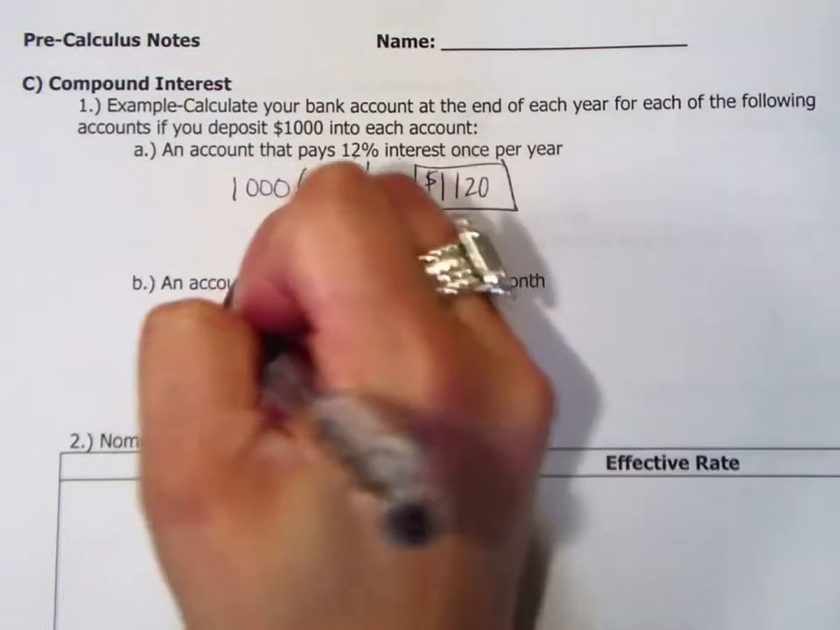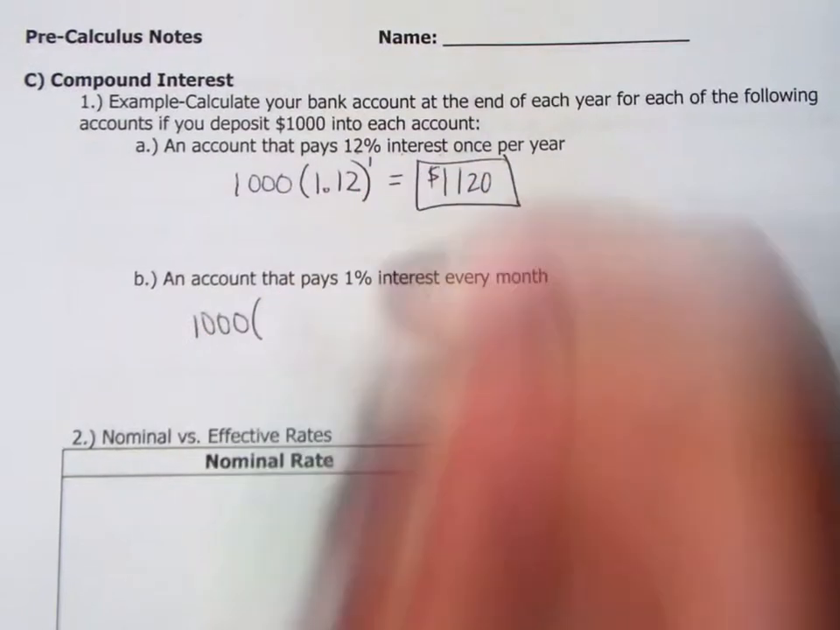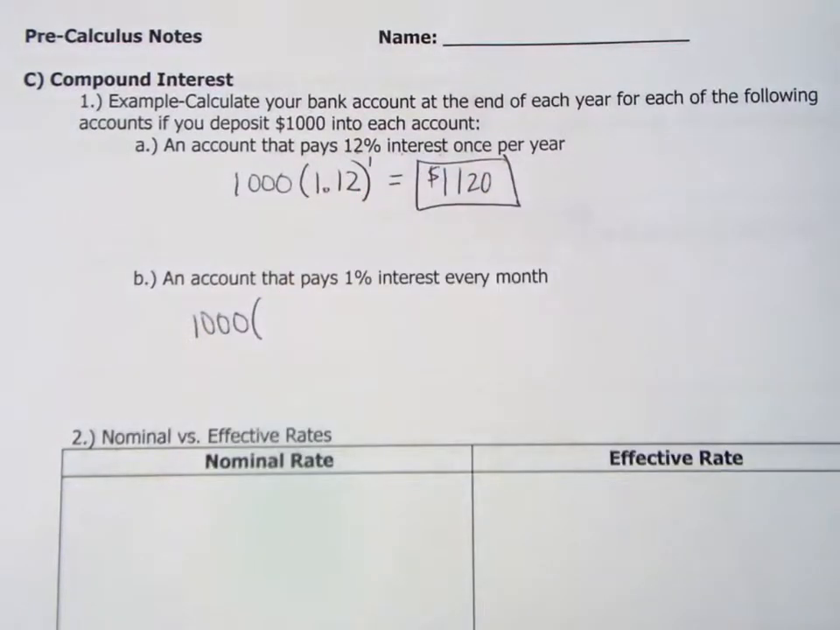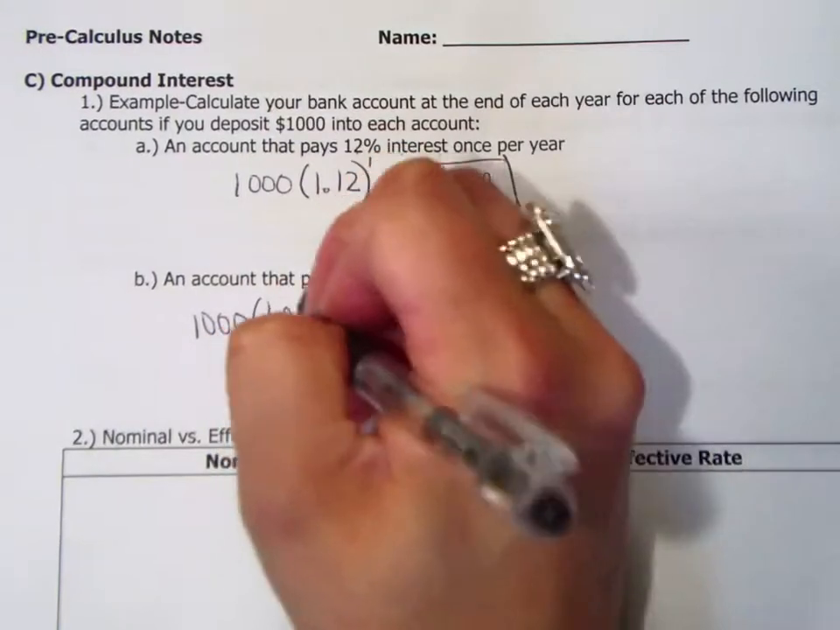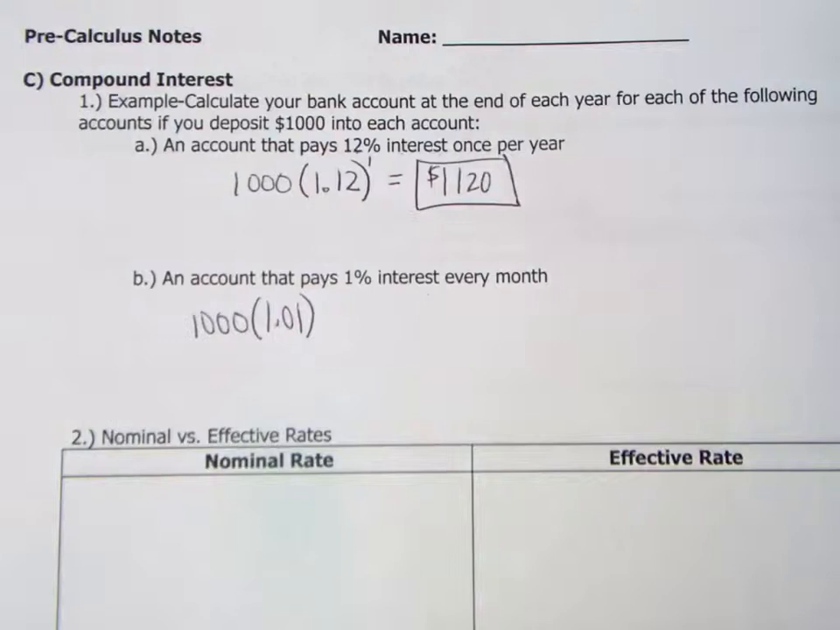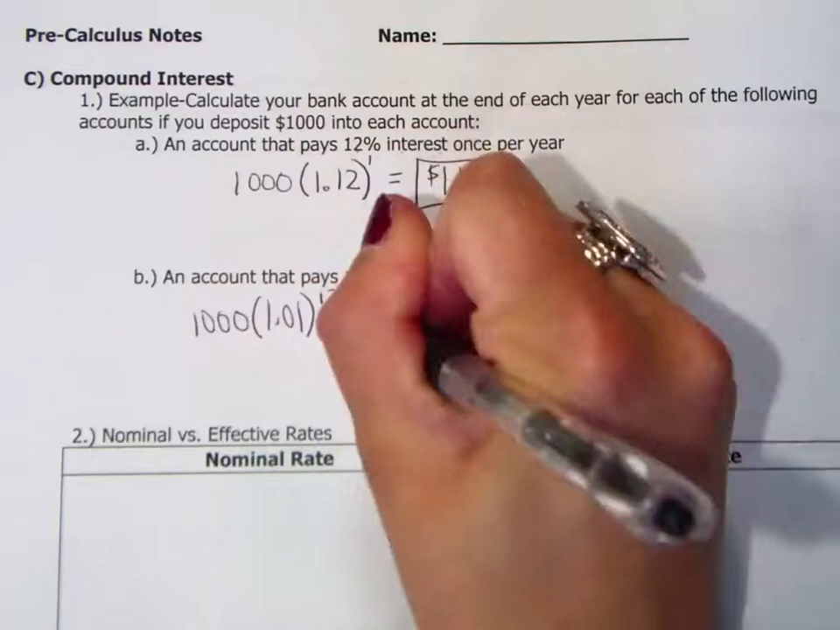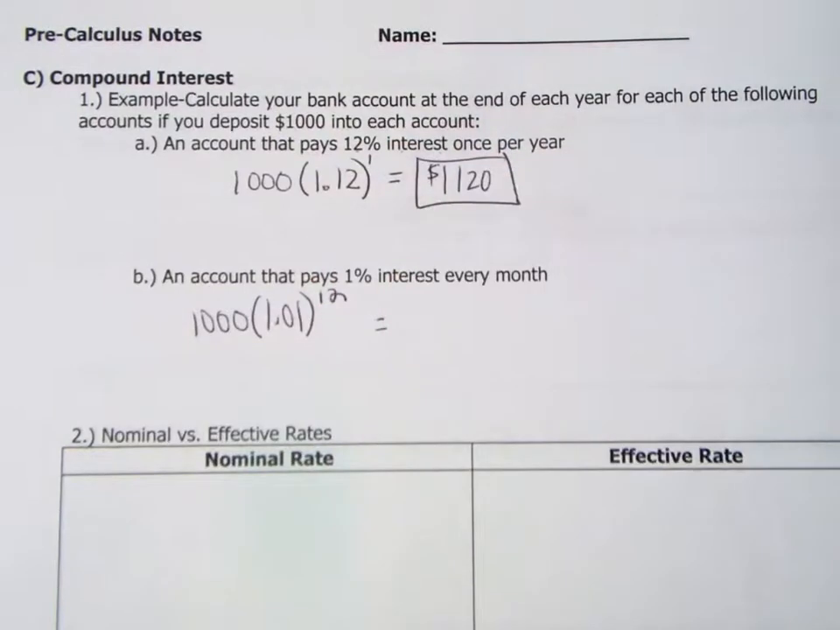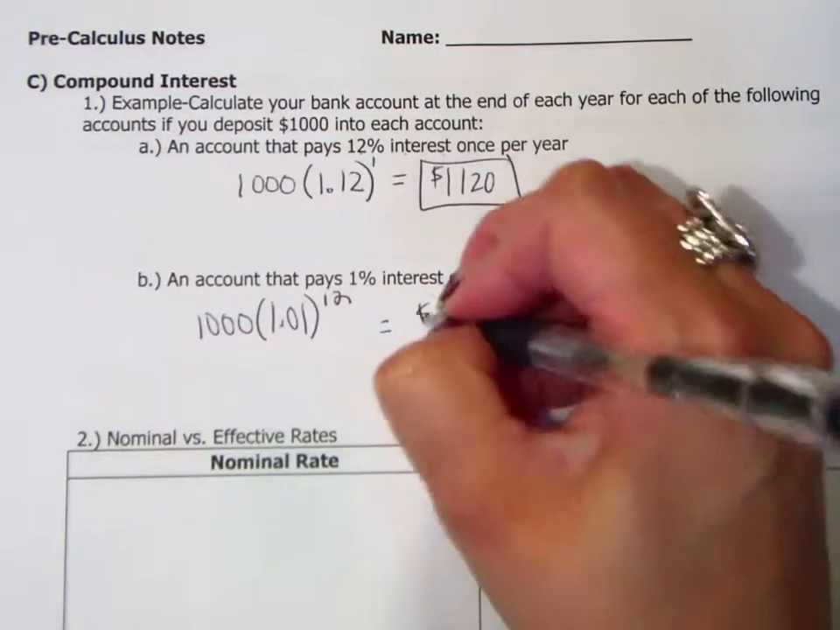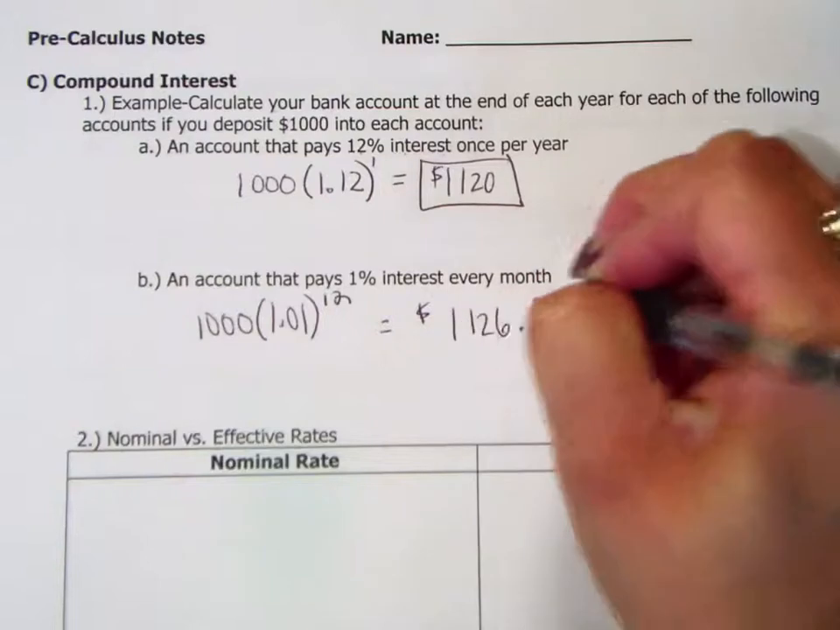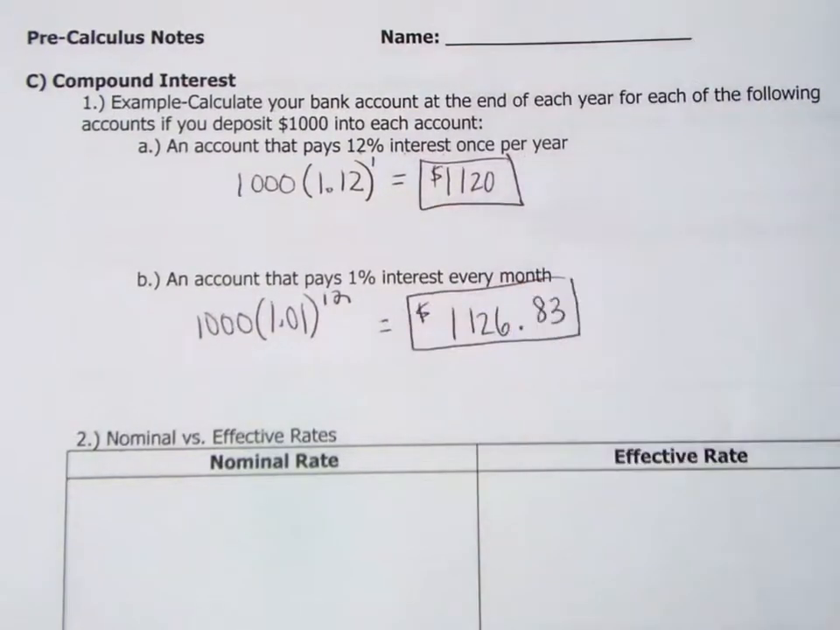So we would still have the 1,000, but what's our growth factor each time? 1.01. Yeah, so in this case it's 1.01. And how many times are we multiplying it by that? 12. Good. So if you do that, 1.01 to the 12th times 1,000, we're getting a little bit more than situation A.